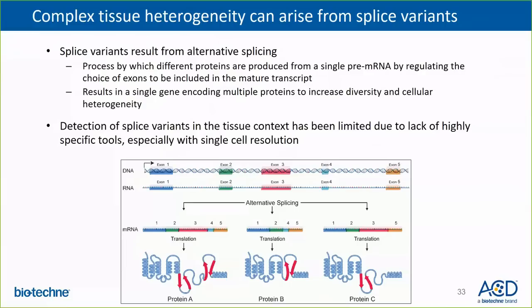Through alternative splicing, which can lead to a variety of combinations of exon inclusion or exclusion, a single gene can encode multiple proteins to increase diversity and cellular heterogeneity. However, detection of splice variants in the tissue context has been limited due to lack of highly specific tools. Therefore, we took advantage of the BaseScope assay to detect splice variants with morphological context.